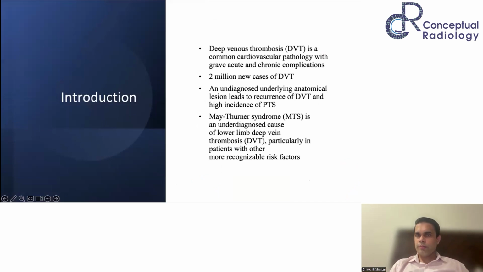So it's a common pathology we all know, and there are 2 million new cases of DVT. The biggest thing that we also need to understand is its pathology is often not known. Sometimes it is a hematological issue, sometimes it's provoked, unprovoked. And then whether there is any underlying anatomical lesion as well, some compression which is leading to decrease in the blood flow and stagnation leading to deep vein thrombosis. One of the most common underlying anatomical lesions is May-Thurner syndrome, which we will be discussing, and what we can do to make sure that recurrence of DVT is taken care of.